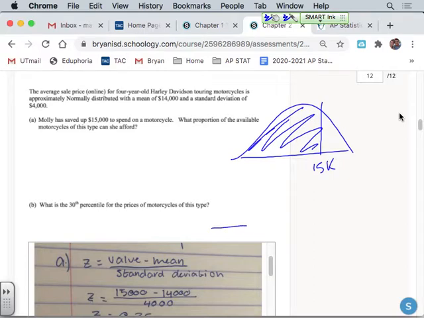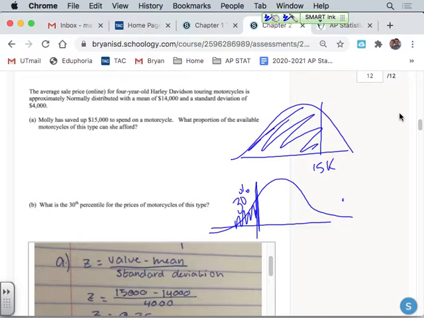The 30th percentile. So a percentile means that you are above 30% of the people. So 30% of the people are less than you, because you're above them. 30% are less than you. So you're right here, and 30% of the distribution is less than you, because you are above them. That's what that means. So that's what you're solving for on percentile.